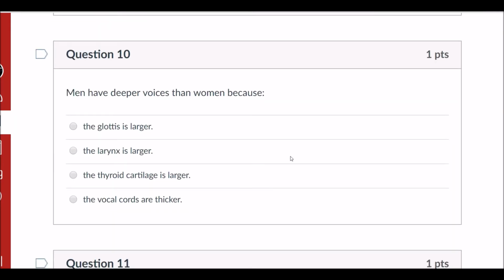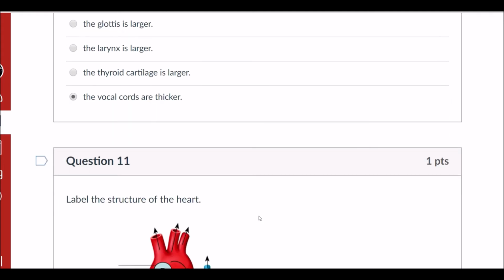Men have deeper voices than women. Why? Vocal cords are thicker? Everyone agrees? The glottis is larger, the larynx, thyroid. Yeah, vocal cords are thicker during puberty.